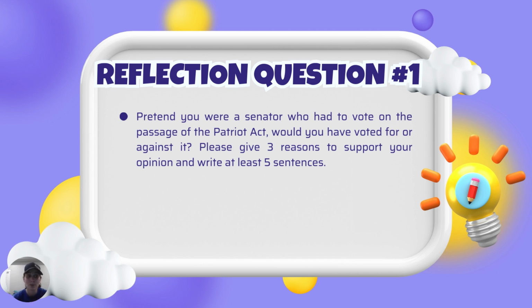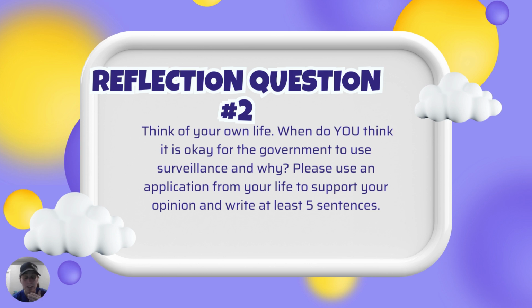So you're going to pretend you're a senator during the time they're trying to come up with this law and decide whether or not you're going to vote for it. Give me 3 reasons to support your opinion and write at least 5 sentences. Please do not give me an AI generated response. I'm looking for what you have to say here, your opinion, and I want you to back your opinion here. So that's the first reflection question. And you're going to answer all 3 of these. This isn't one where you get to pick and choose. You got to answer all 3.